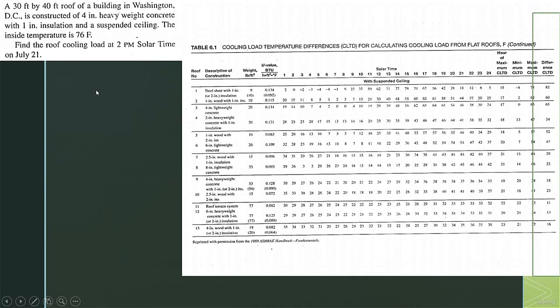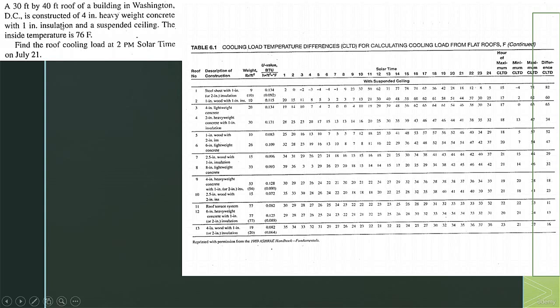We have a 30 foot by 40 foot roof of a building in Washington DC. It is constructed of 4-inch heavyweight concrete with 1-inch insulation and a suspended ceiling. The inside temperature is 76 Fahrenheit. Find the roof cooling load at 2 p.m. solar time on July 21. First of all, we find the cooling load temperature difference.